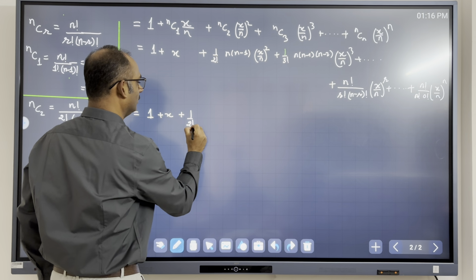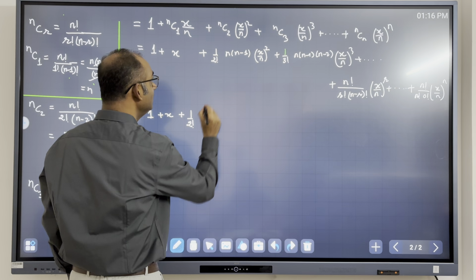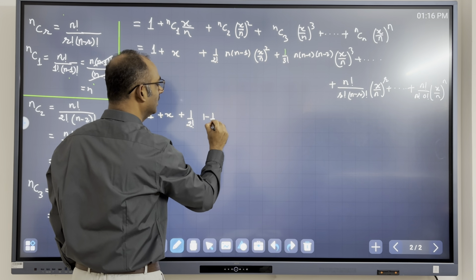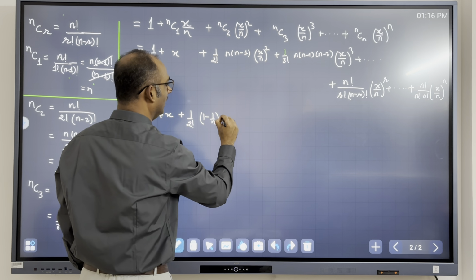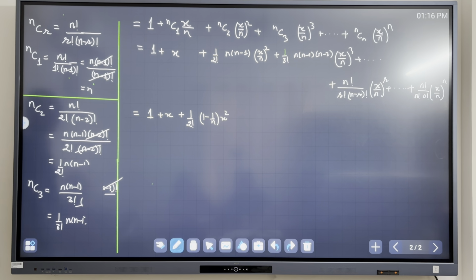So this is 1 over 2 factorial, 1 minus 1 over n, x square. Agreed?